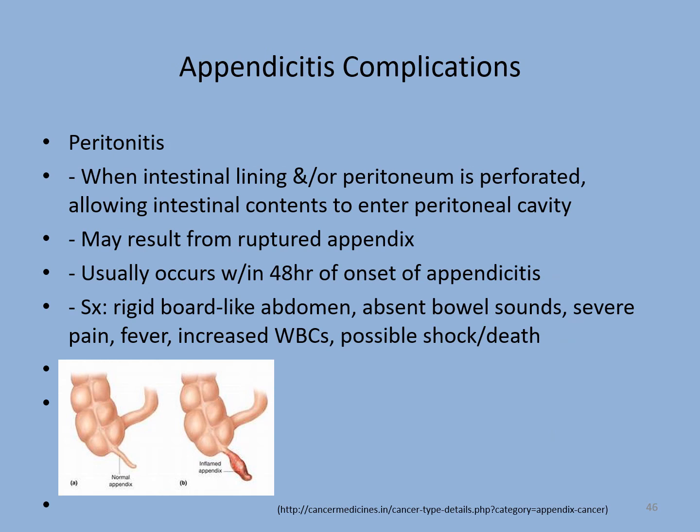The complication is definitely peritonitis, and generally it's caused from a ruptured appendix. If it's going to happen, we see it in 48 hours after the onset. And the symptoms are almost like an appendicitis: rigid board-like abdomen, absent bowel sounds, severe pain, fever, increased WBCs, and unfortunately the child can lapse into shock or even die.